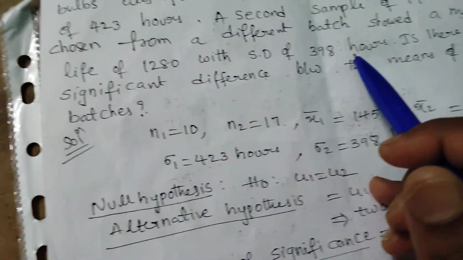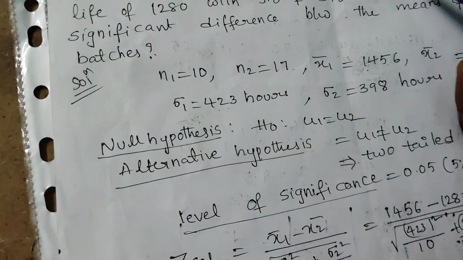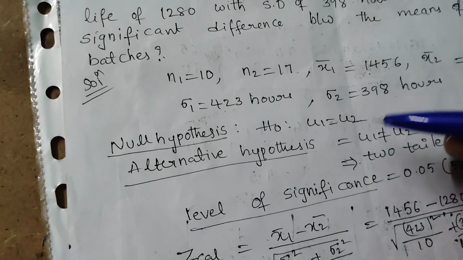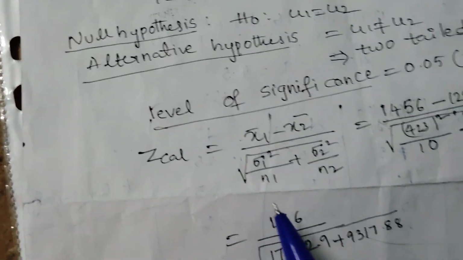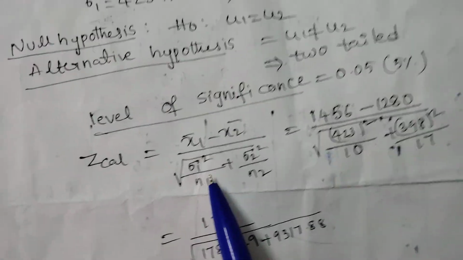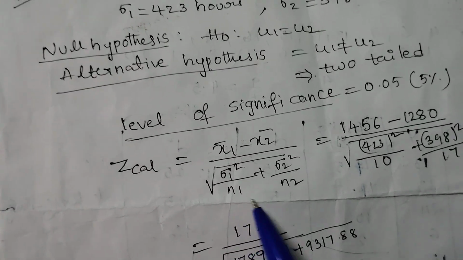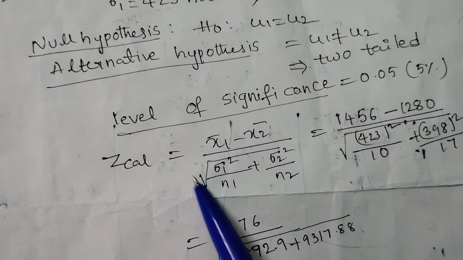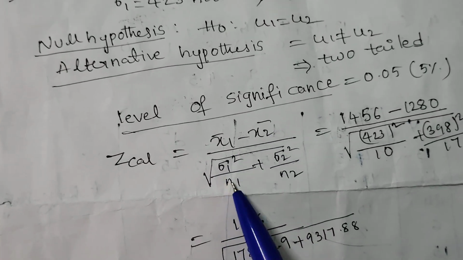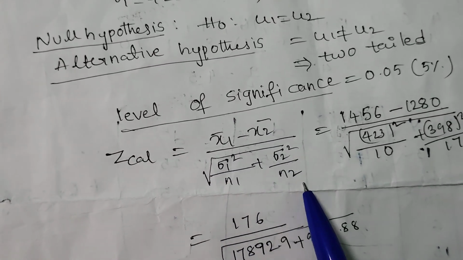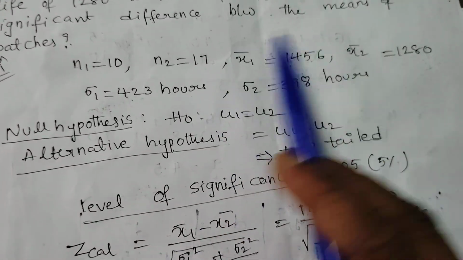In Z test also we have formulas: one formula for a single mean, for a single sample, and another formula if you want to compare two means of two samples. Here they gave two samples, we need to compare the means of two samples. That's why we take this formula: Z calculated value equal to x1 bar minus x2 bar divided by under root of sigma 1 square by n1 plus sigma 2 square by n2. So we know all values, substitute all values. Here I have written all values.